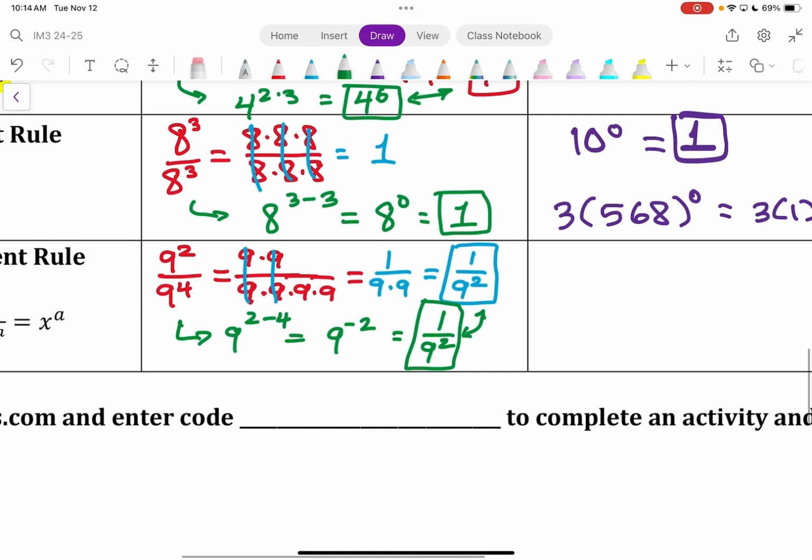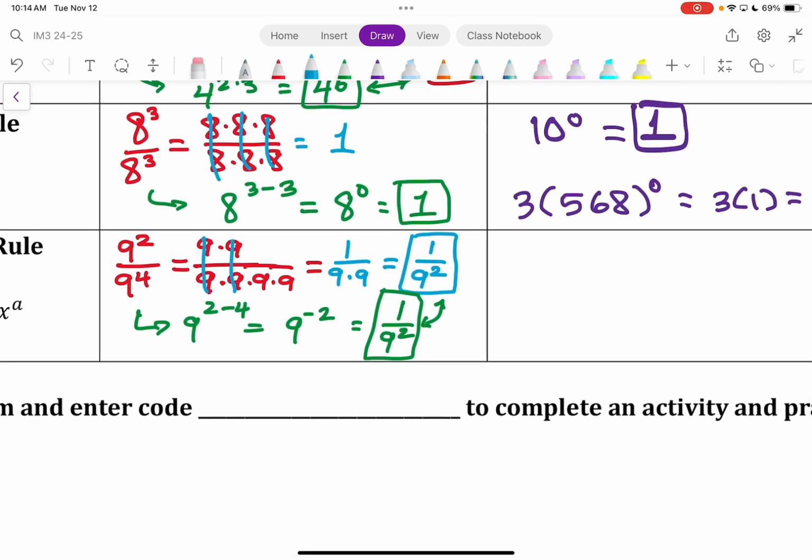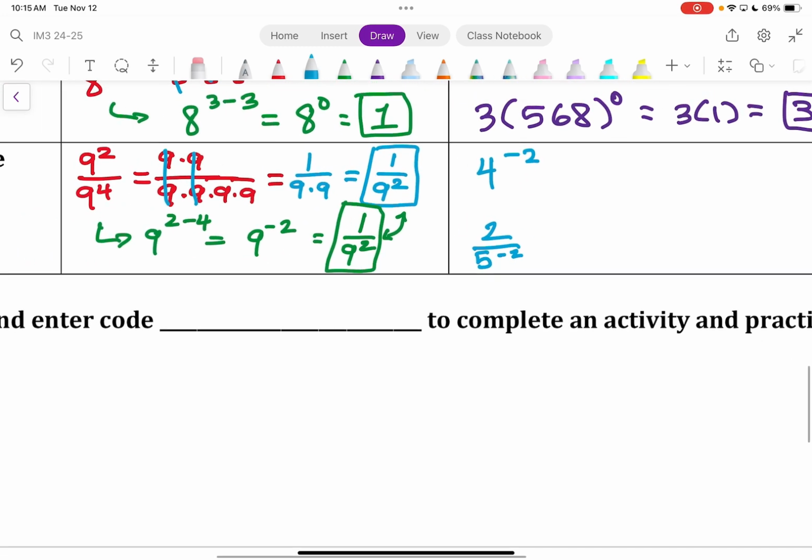So here's your example. I'll give you 2 easy examples. Starting with the first one, 4 to the negative 2nd power. Give that a try. And once you're done with that, try this one, 2 over 5 to the negative 2nd. The second one's a little hard to see, but it is 2 over 5 to the negative 2nd power. So give the first one a try.